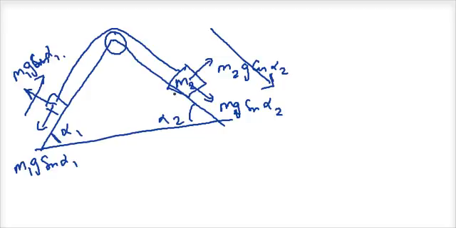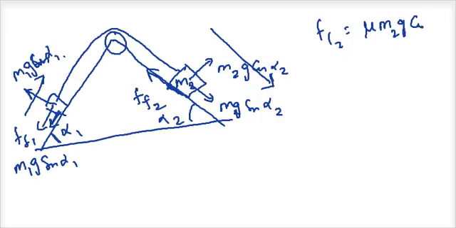So if this mass is coming down, the tendency for relative motion is in this direction. So friction will be opposite to that. So this is the direction of frictional force. So that is FF2. And this mass, if this mass is coming down, automatically this mass should be going up. So in this case, frictional force will be in this direction. So that will become FF1. Okay. Now FF2 will become equal to mu into m2g cos alpha 2, and FF1 will become mu into m1g cos alpha 1.